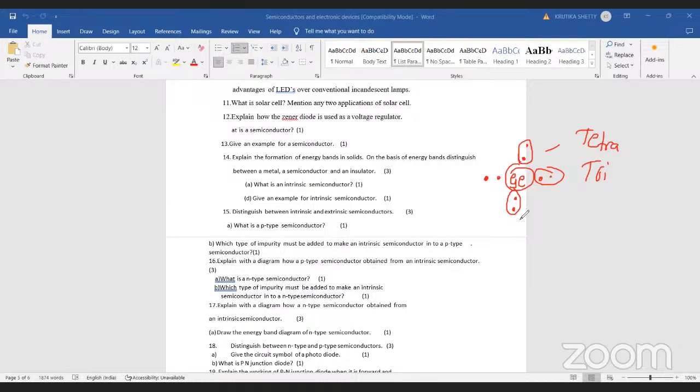Okay, then next, here the vacancy is created in the neighborhood of the germanium.